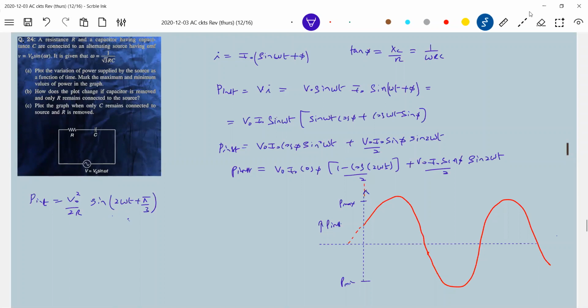V naught I naught by 2 into cos phi minus cos 2 omega t plus phi. Yeah, okay, that one. In that cos phi will be constant, so we can plot it easily. V naught I naught by 2 cos phi minus V naught square by 2R cos pi by 3 minus cos 2 omega t plus pi by 3. Okay, this one. Now we can calculate maximum power, minimum power.